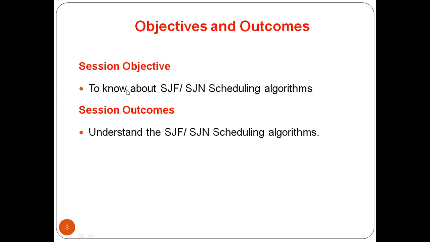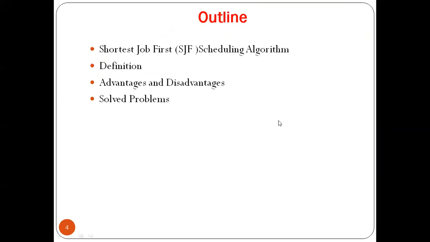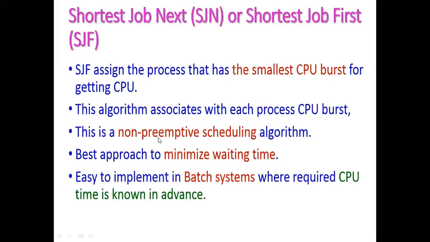The objective of today's session is to know about the SJF or SJN scheduling algorithm. And the outcome of the session: the students may be able to understand the SJF or SJN scheduling algorithm. Here is the outline of today's session. First, we'll discuss the definition of the shortest job first scheduling algorithm, what the advantages and disadvantages are, and some solved problems.